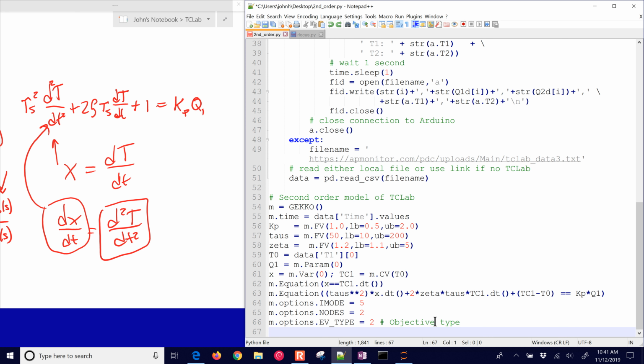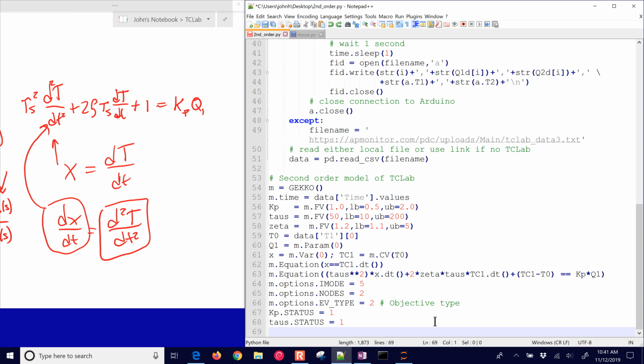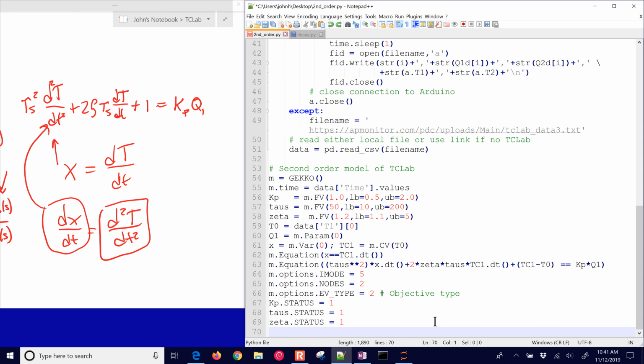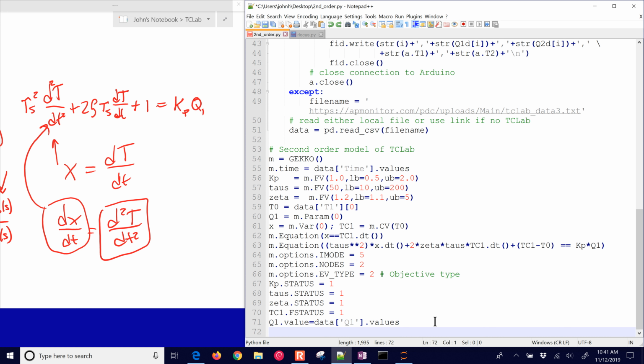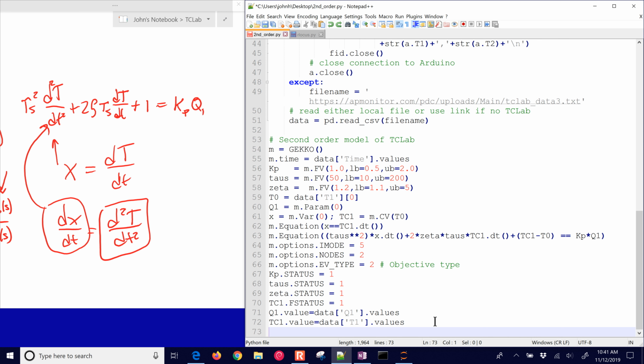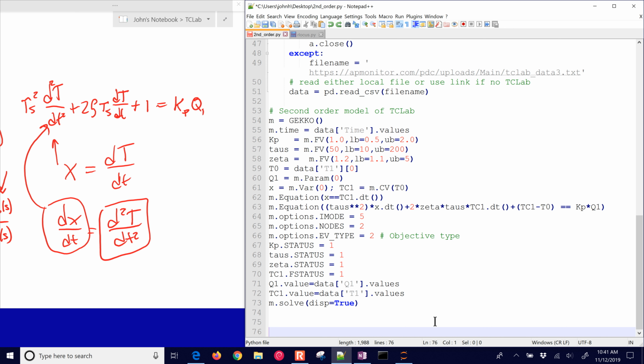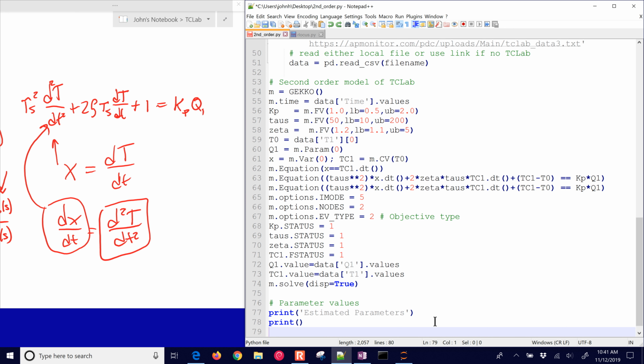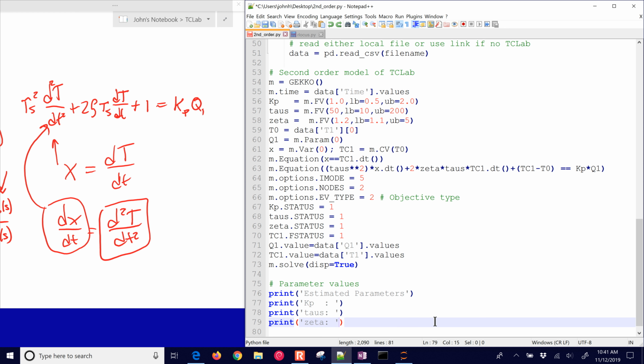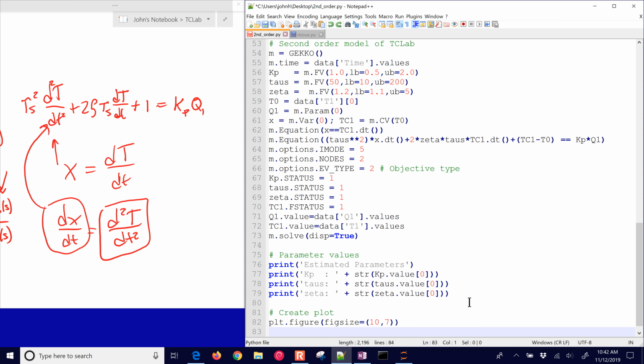Alright, so let's go on through this. We have EV type. I set that to 2. That's a squared objective. And then I turn on the status for all of those parameters to equal to 1, and the feedback status, that means use the measurement for TC1. And then I load in the Q1 values and the TC1 values. Then I'll solve it and print out the parameter values, Kp, tau s, and zeta. I'll say that those are going to be strings, and I just want to take the very first value that's reported. I'll do value 0.